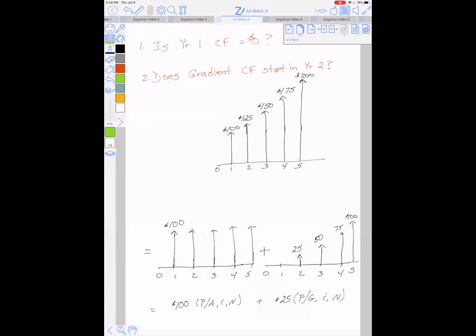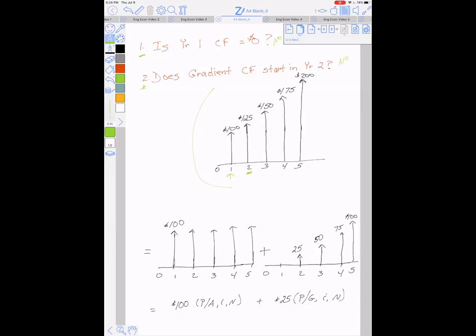All right, here's a series of cash flows. Kind of looks like a gradient. Let's see if it's a well-behaved gradient. So here are 2 questions. Question 1, is year 1 cash flow equal to 0? Year one cash flow, oh, it's not equal to 0, so that's a no. Second question, does our gradient cash flow start in year 2? Our gradient cash flow year 2, oh, nope, it's already started. So no. So this is not a well-behaved gradient, right?